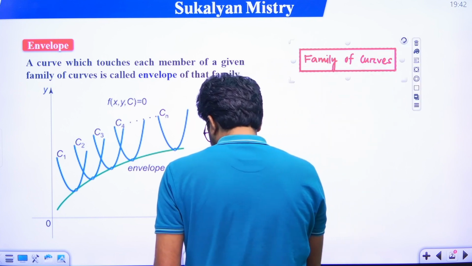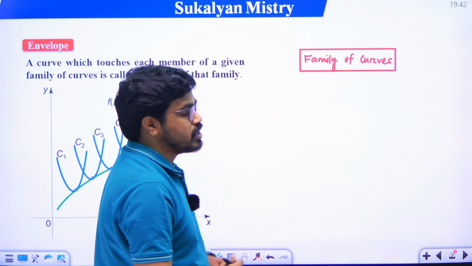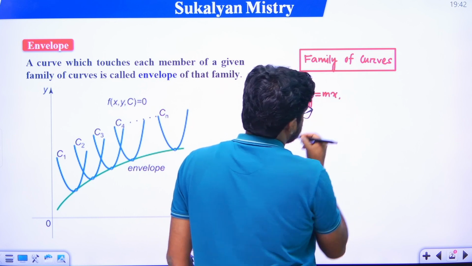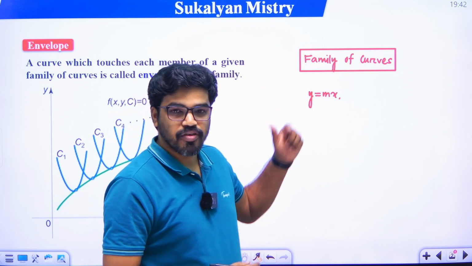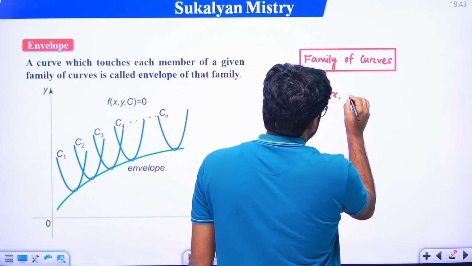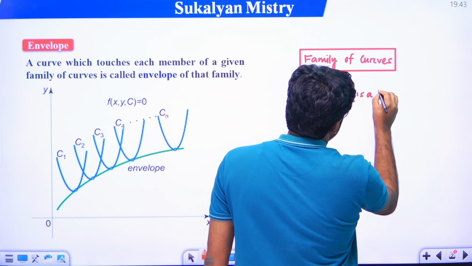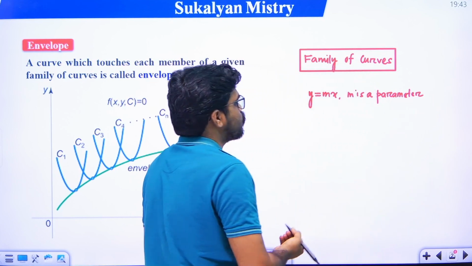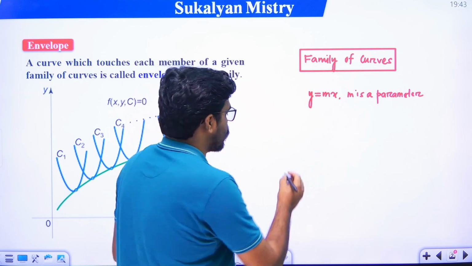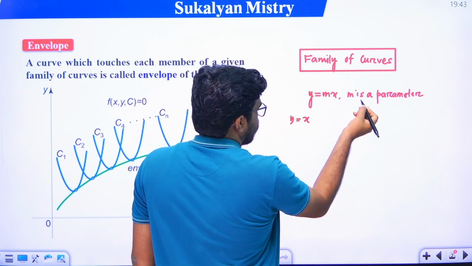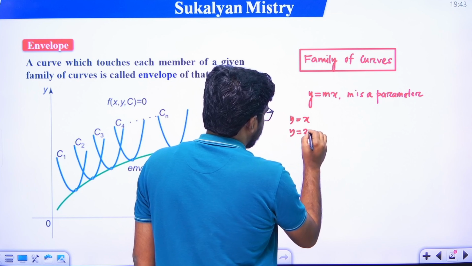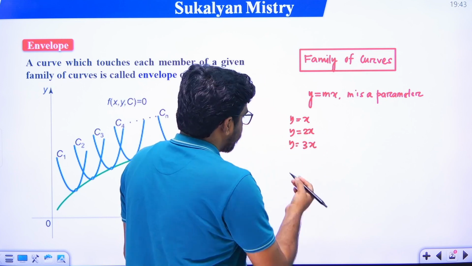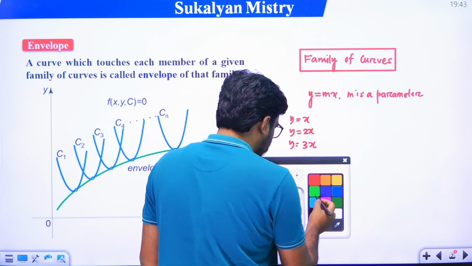Suppose if we consider this equation, y is equal to mx. So this is the equation of a straight line, y is equal to mx. M is a parameter. That means we put the value, suppose m is equal to 1, so what we get? Y is equal to x. If you put m is equal to 2, that is y is equal to 2x. If you put m is equal to 3, that is y is equal to 3x, right? So we get infinite number of straight lines.